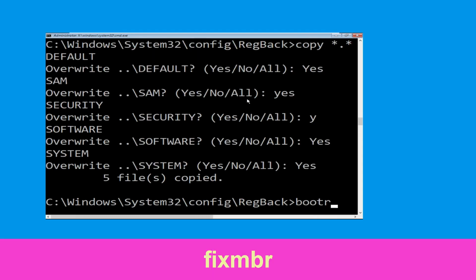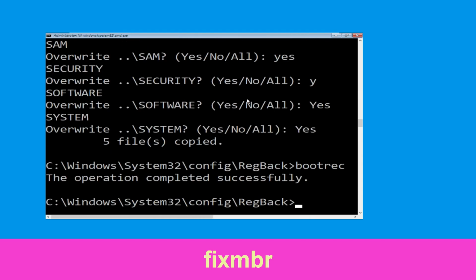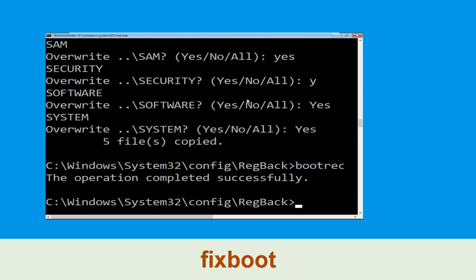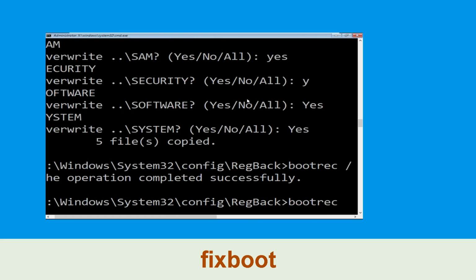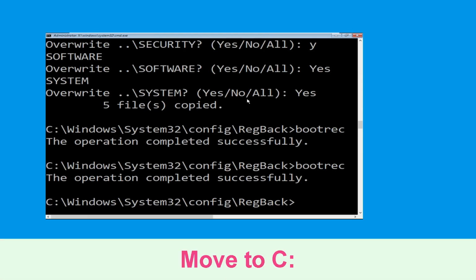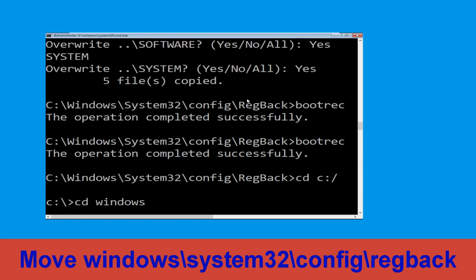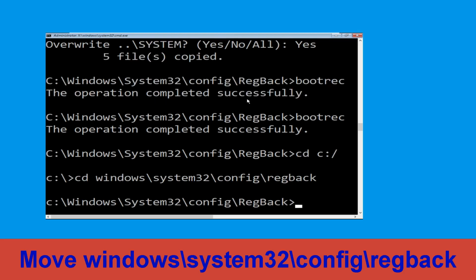Now execute this command. Type bootrec space /fixmbr and simply hit enter. Type bootrec space /fixboot and hit enter. Now type cd space C: / and simply hit enter. Now type this command. Cd space Windows /System32 /config /regback and simply hit enter to execute the command.